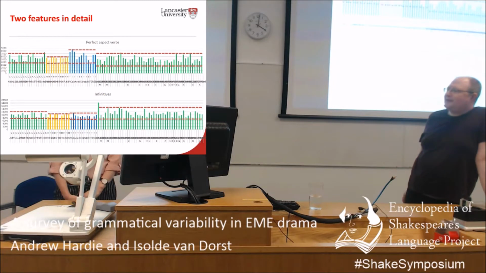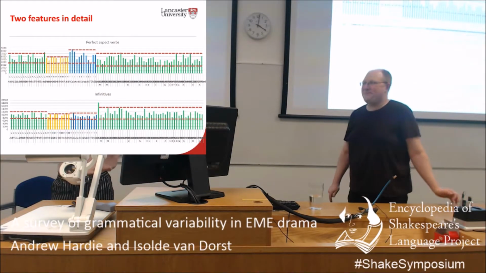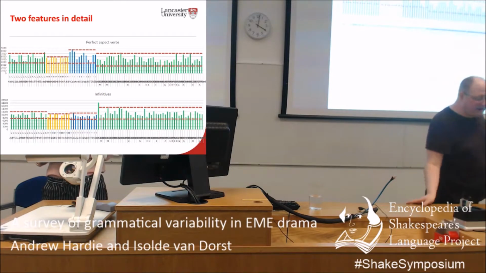When you said perfect aspect verbs, my grammarian's eyeball started twitching, because perfect aspect is not a feature of verbs, it's a feature of verb phrases. I'm sorry. Isolde's not a grammarian.